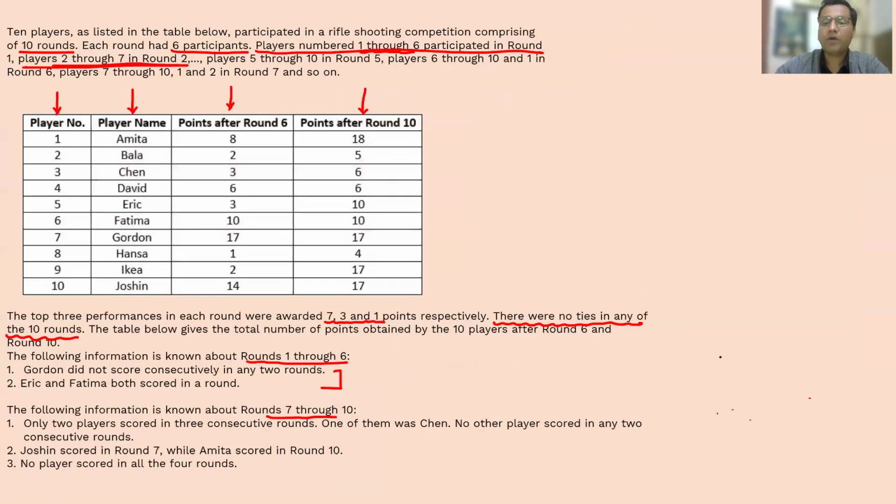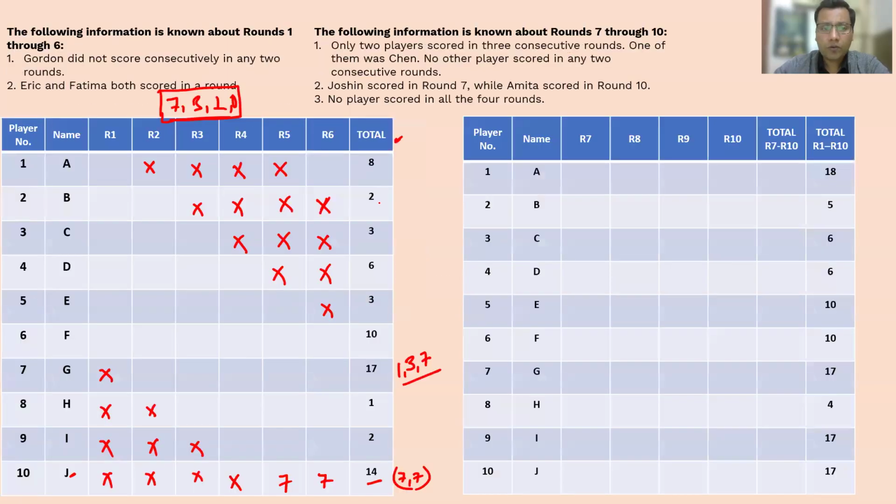If you remember, there was a very important line which is given here. There was no tie in any of the 10 rounds, which means what? None of the points will be repeated in a particular round. So for example, if I'm saying that J has scored 7 points in round 6, no other player will be scoring 7 in round 6. Similarly, J also has scored 7 points in round 5, so no other player will score 7 points in round 5.